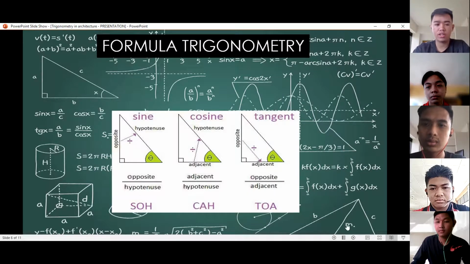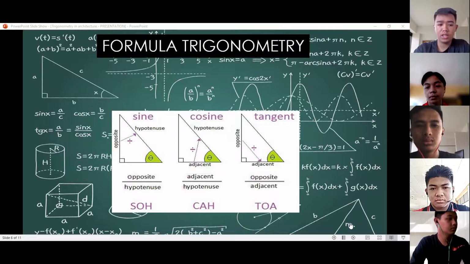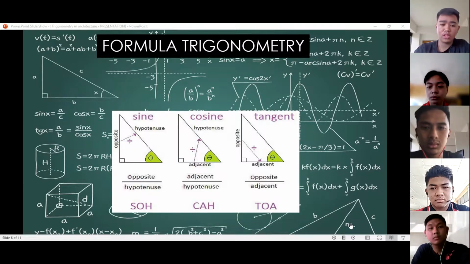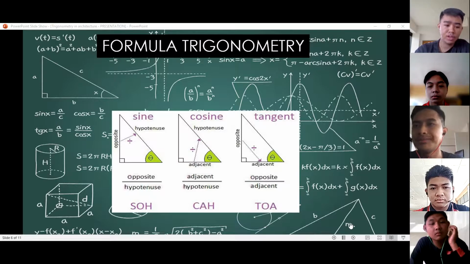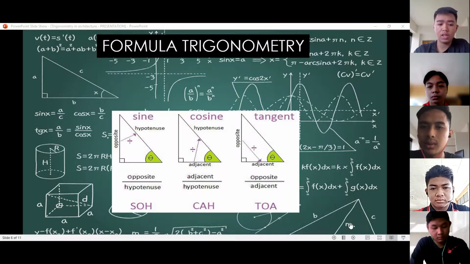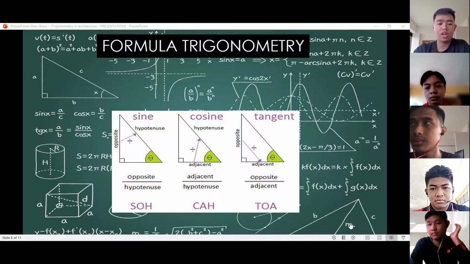Alright, thank you, Haziq. Now I'm going to talk about the trigonometry formula. Basically, this formula is commonly used by engineers. First of all, the formula is divided into three terms, which are SOH, CAH, and TOA. SOH means sine equals opposite over hypotenuse, while CAH means cosine equals adjacent over hypotenuse, and TOA means tangent equals opposite over adjacent.